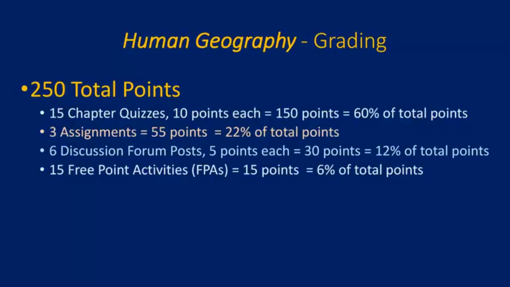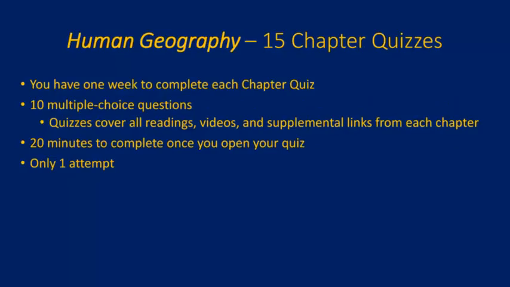Then we have 6 discussion forum posts. Those are 5 points each. And so 6 times 5 equals 30 points, and that's 12% of the total points. Finally, there's 15 free point activities. Each of those free point activities is worth 1 point. I'll also be referring to these as FPAs, and that relates to 6% of the total points for the course.